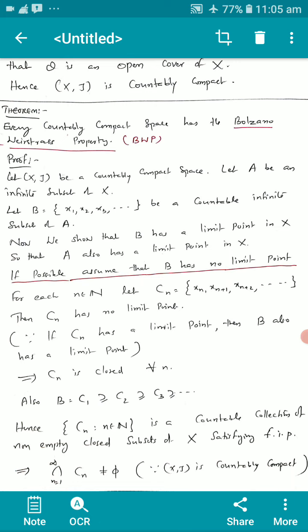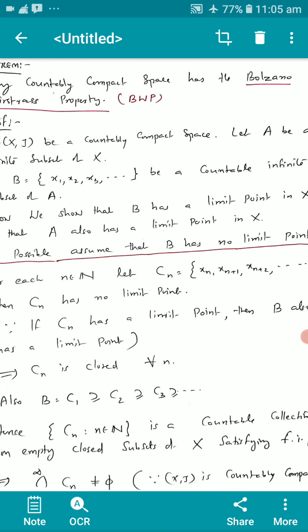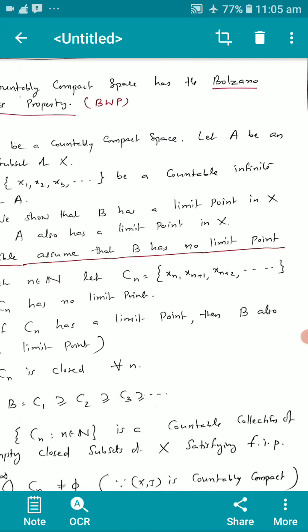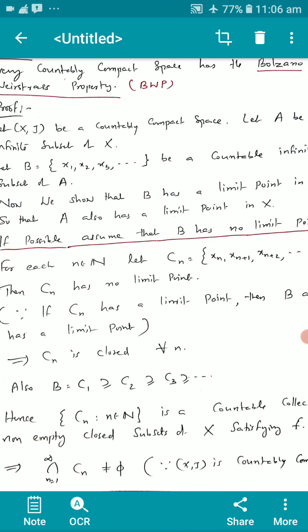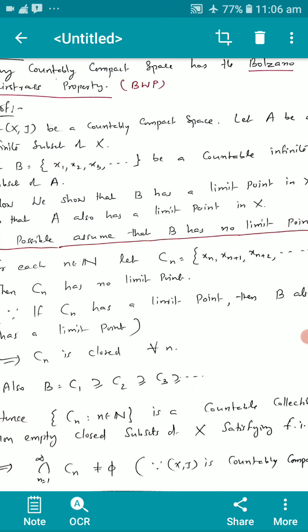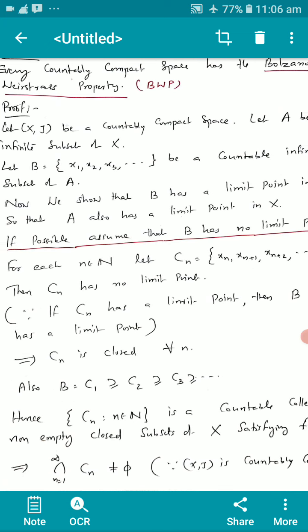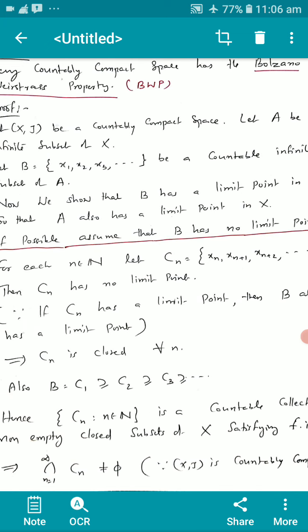So we assume, if possible, that B has no limit point. For each n in N, let C_n be the collection x_n, x_(n+1), x_(n+2), etc. Then C_n has no limit point. Why? Because if C_n has a limit point, then B also has a limit point. So what does it mean? C_n is closed for all n. Also, what is B here? B is nothing but C_1, which contains C_2, which contains C_3, etc.